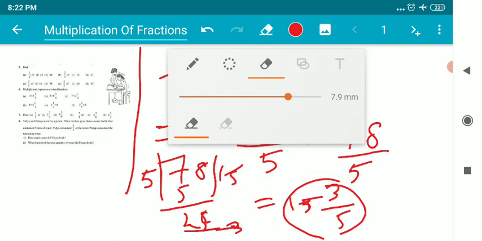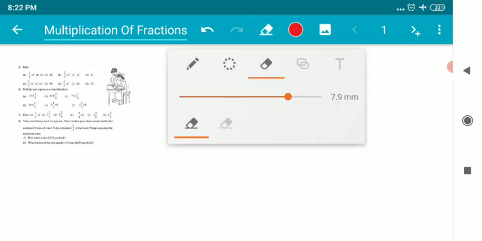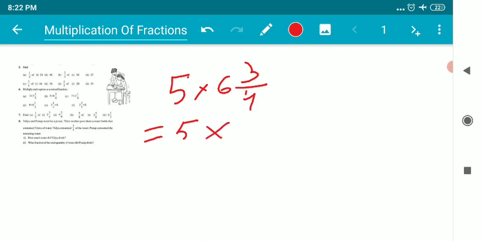Again children, the next part of this question is 5 into 6 3 by 4. See children, how to do this? I'll just simply write 5 into 6 3 by 4. 6 3 by 4 means 4 6s are 24 plus 3, 27 by 4.